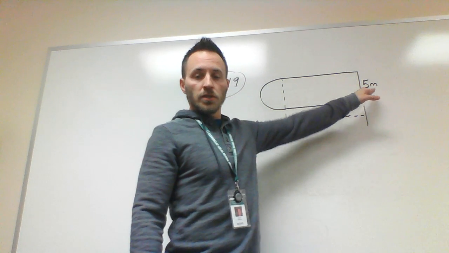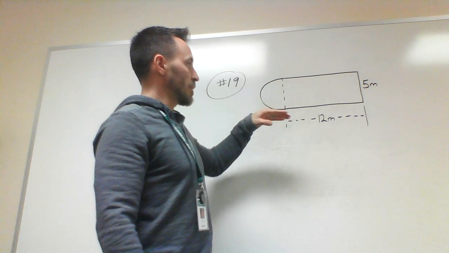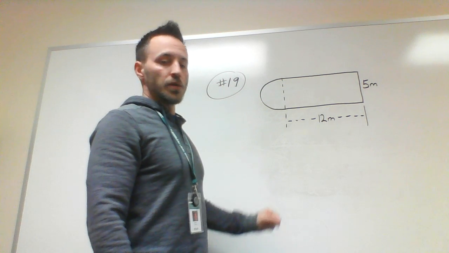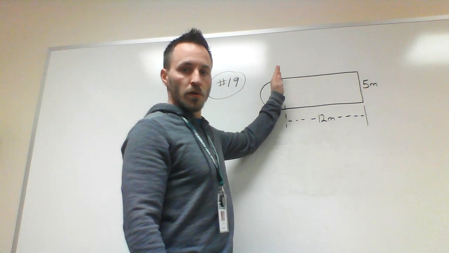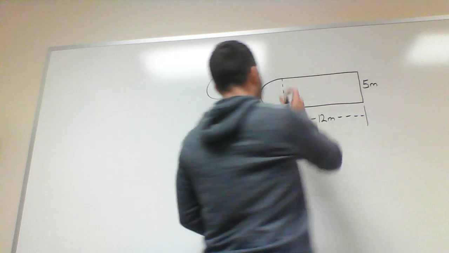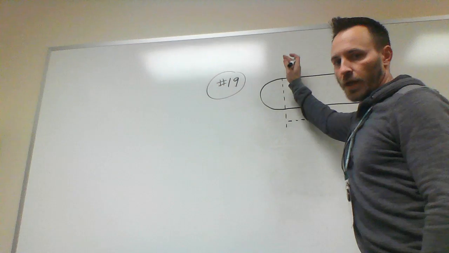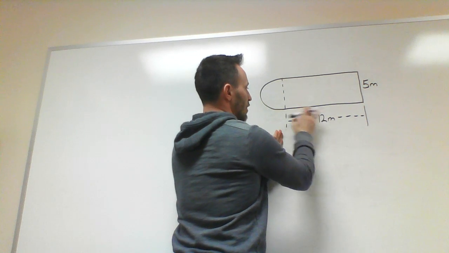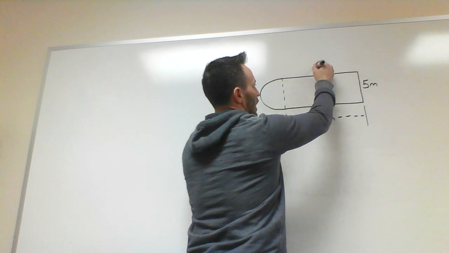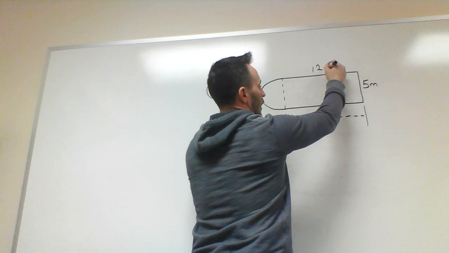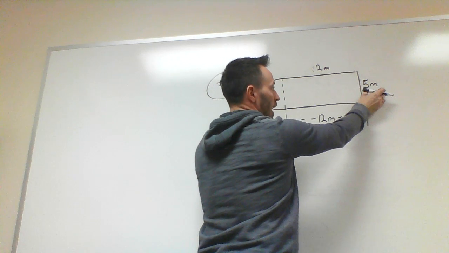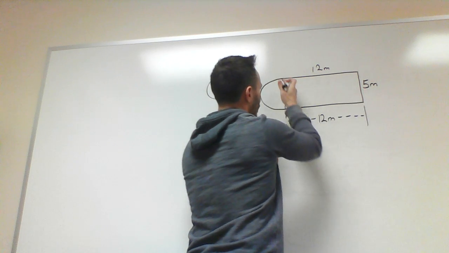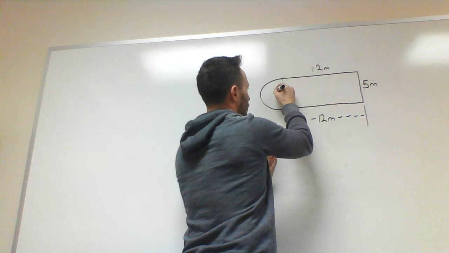5. So if we're just going to break this up into two separate shapes, you can see that we have a rectangle and we have a half circle, right? So let's label what we know. We know that if this side is 12, this side has to be 12 as well. We know that this side is 5, so this side has to be 5.